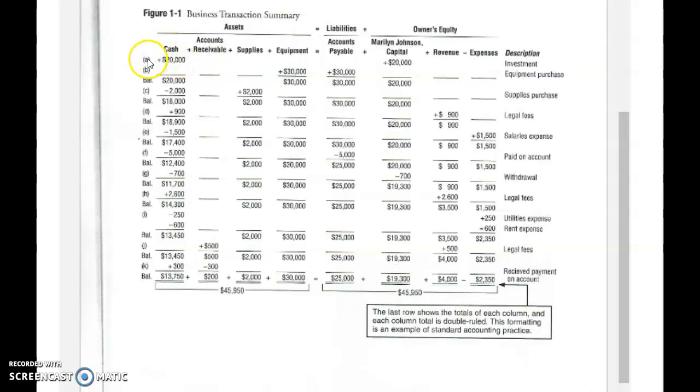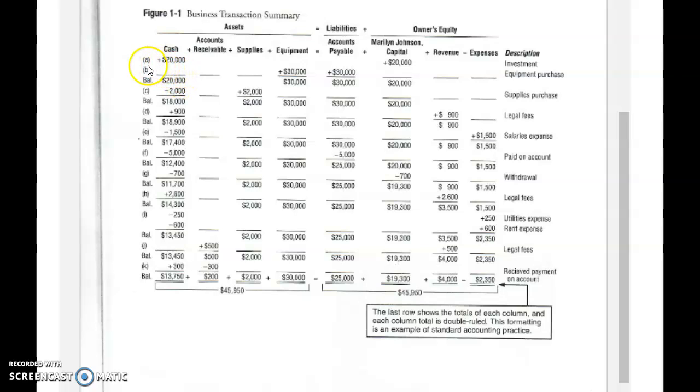So here is a set already done for you, and I'm going to just walk through them very briefly. For example, your transactions will be listed on the left side. They'll be identified by either numbers or letters, and in this case they're letters. And after each transaction, you're going to see a balance because you want to know how much is in the account after every transaction.